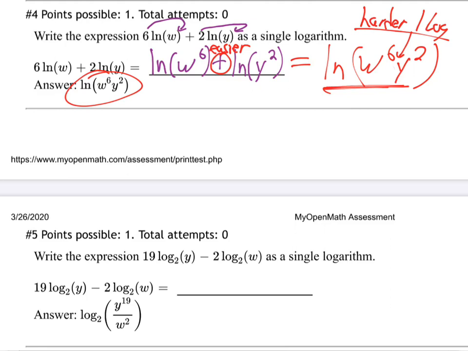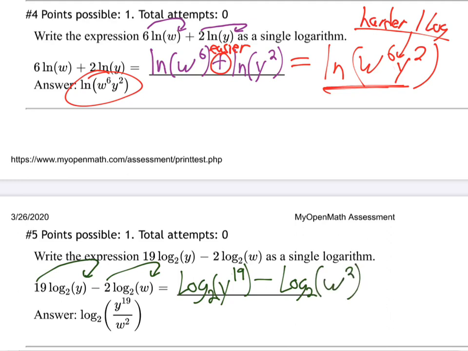So again, what does the number in the front do? Goes to the power. So log base 2 of y to the 19th minus log base 2 of w squared. Now subtraction, that's again an easier operation. Adding and subtracting are the easier operations for two people, two logs. It's an easy job for two logs.